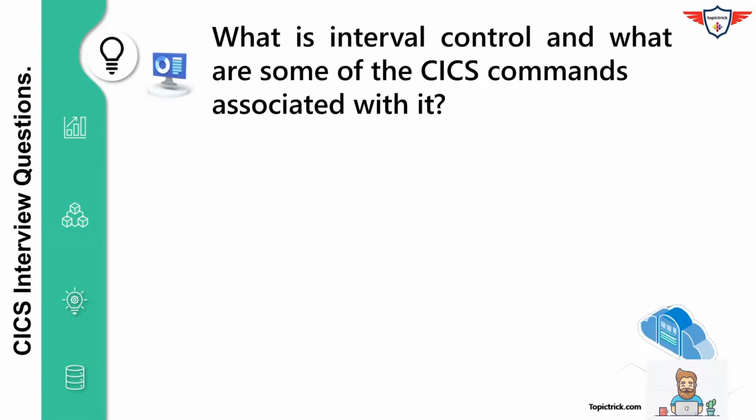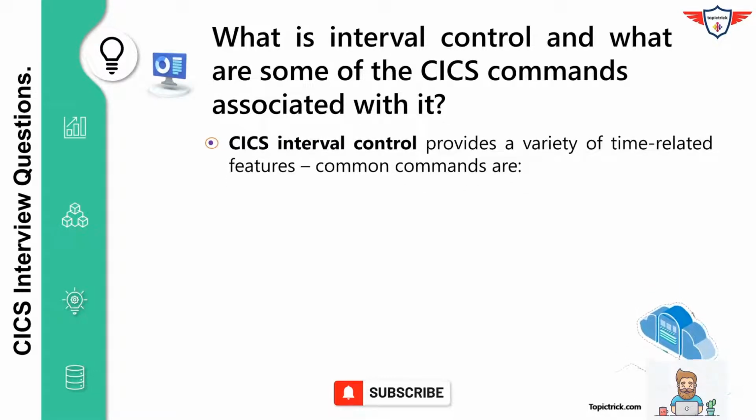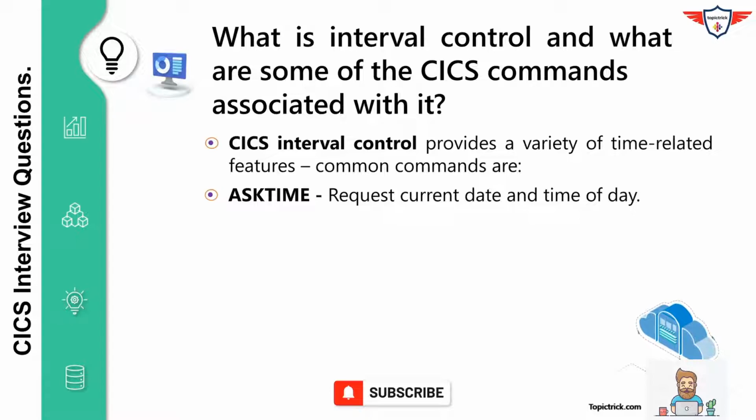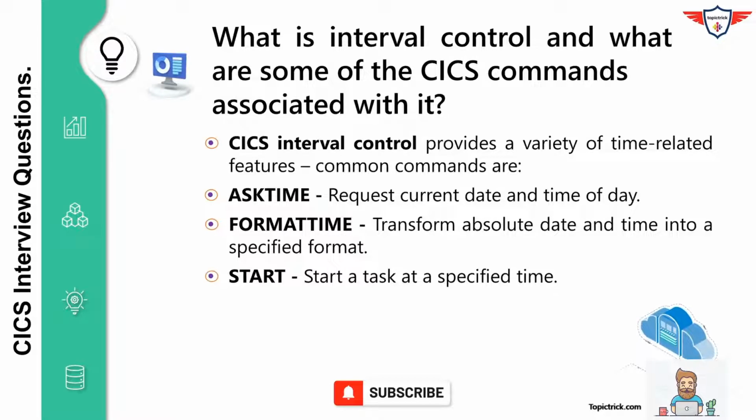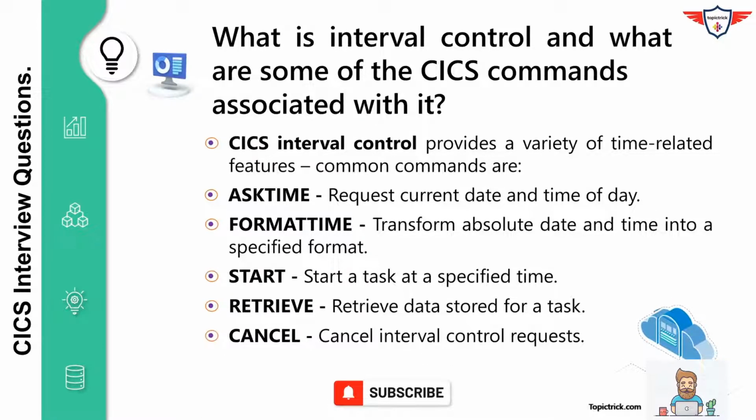What is interval control, and what are some of the CICS commands associated with it? CICS interval control provides a variety of time-related features, such as: ASKTIME command, request current date and time of day; FORMATTIME command, transform absolute date and time into a specified format; START command, start a task at a specified time; RETRIEVE command, retrieve data stored for a task; CANCEL command, cancel interval control requests.